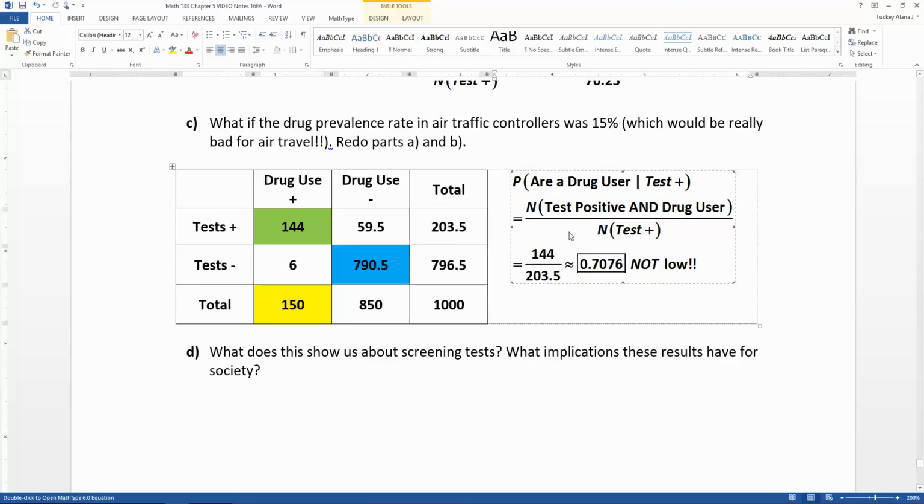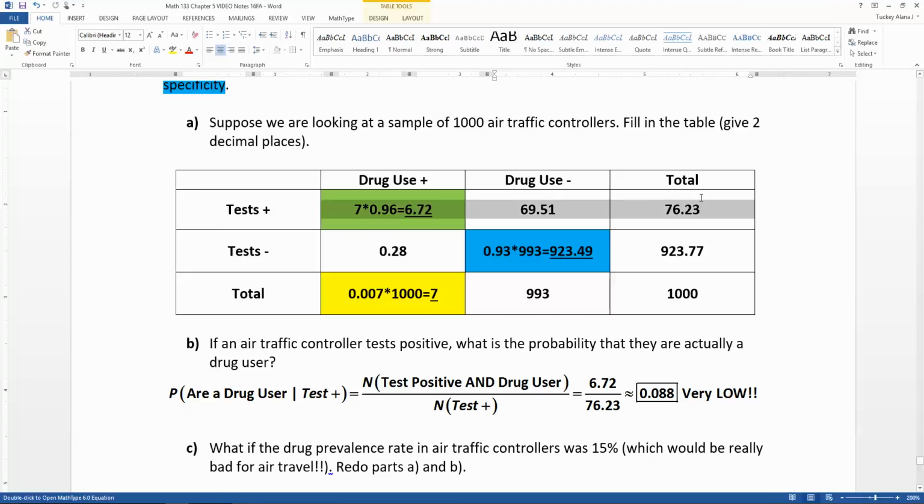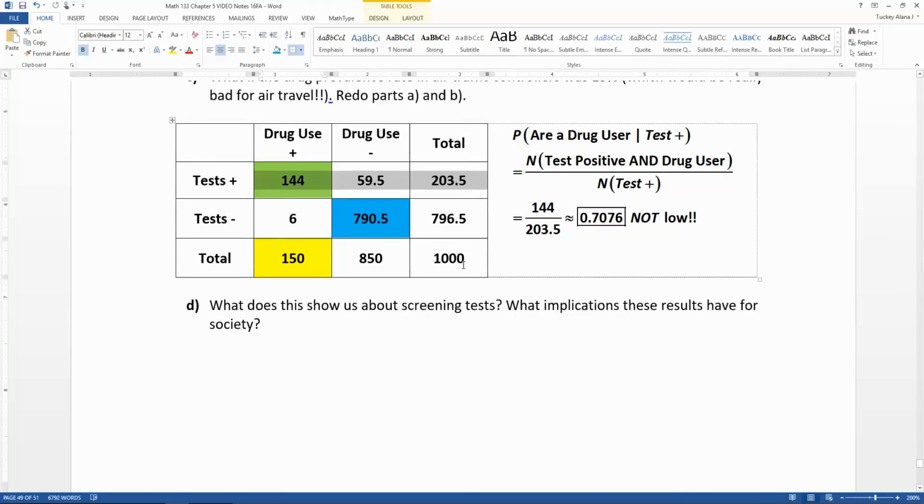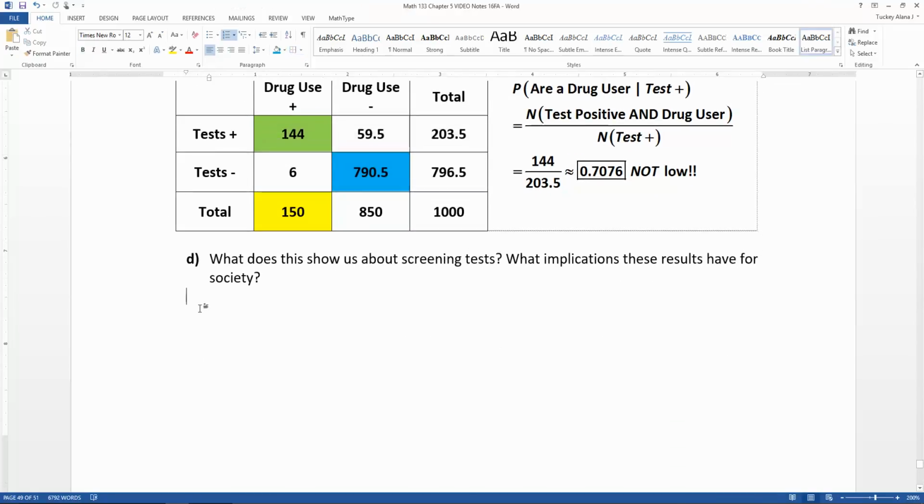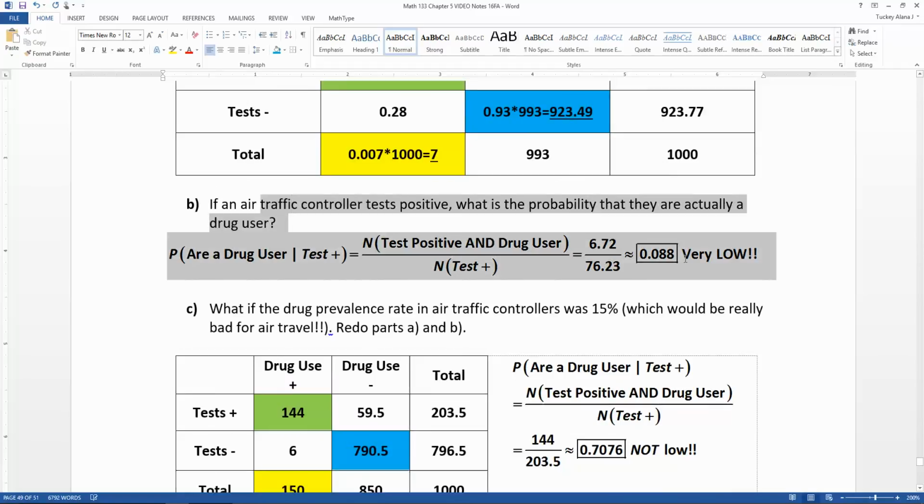All right, so it's the same calculation as before, it's just that the numbers have changed. So now instead of 6.72 divided by 76.23, it's now 144 divided by 203.5. And this is really revealing something very important about medical testing and also things like TSA screenings, trying to find a terrorist at an airport. It's a very rare event. And screening tests for those rare events will always have this kind of problem that we have in Part B right here.